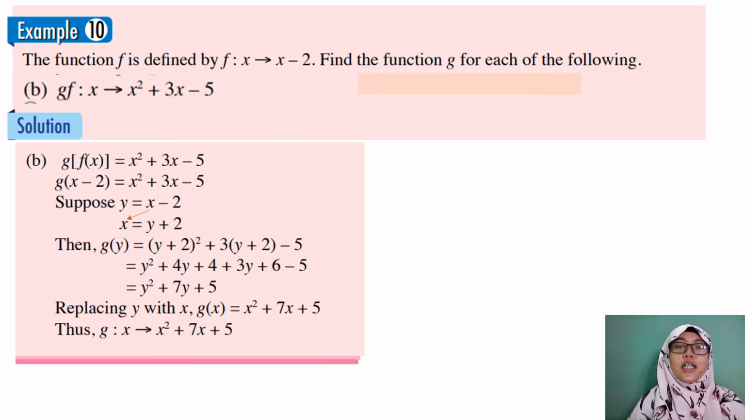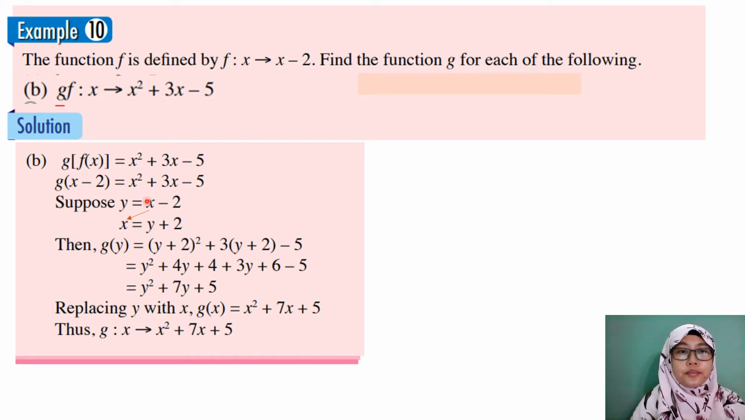But for question B is quite difficult because G at the left side from F. Dia nak suruh kamu cari G dekat sini. Okay, nampak tak? Dia nak suruh kamu cari G. G at the left side. So quite difficult. Yang ni step dia banyak sikit. So please understand the steps.